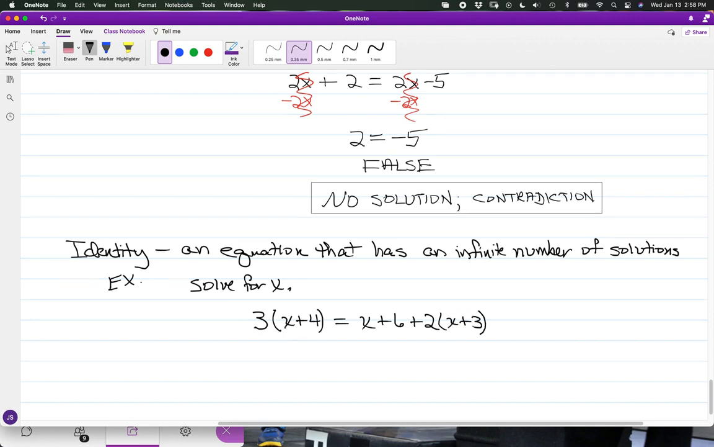Okay. So for what we have here on the left, we have 3 times the quantity of x plus 4, so we have equal to x plus 12. And then to the right, we have x plus 6. And distributing 2 over the quantity of x plus 3, we have 2x plus 6.